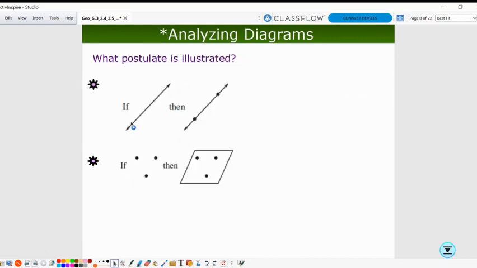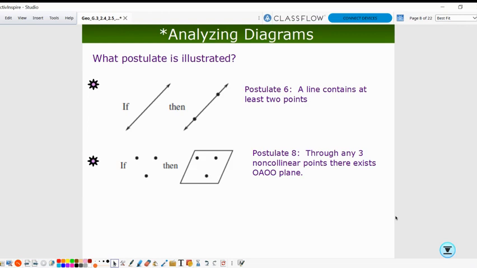Here we have, if we have a line, then it's going through 2 points. Let's see what postulate that is. A line contains at least 2 points. That's postulate number 6. So can you guess this next one? We've got 3 points. Then those 3 points are on a plane. This is postulate number 8. Through any 3 non-collinear points, there exists one and only one plane.